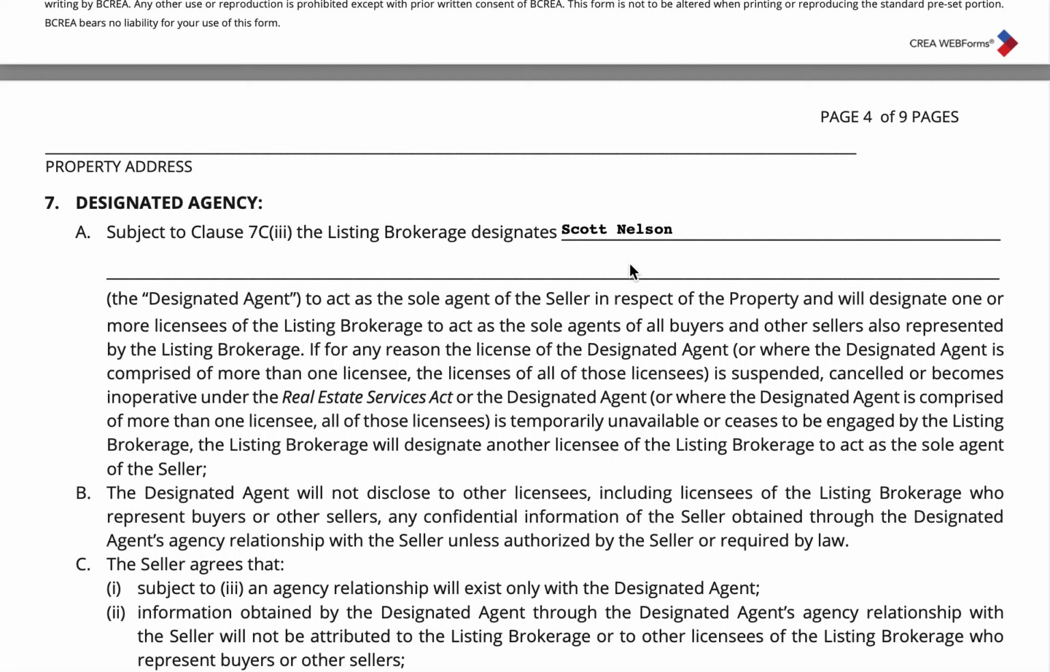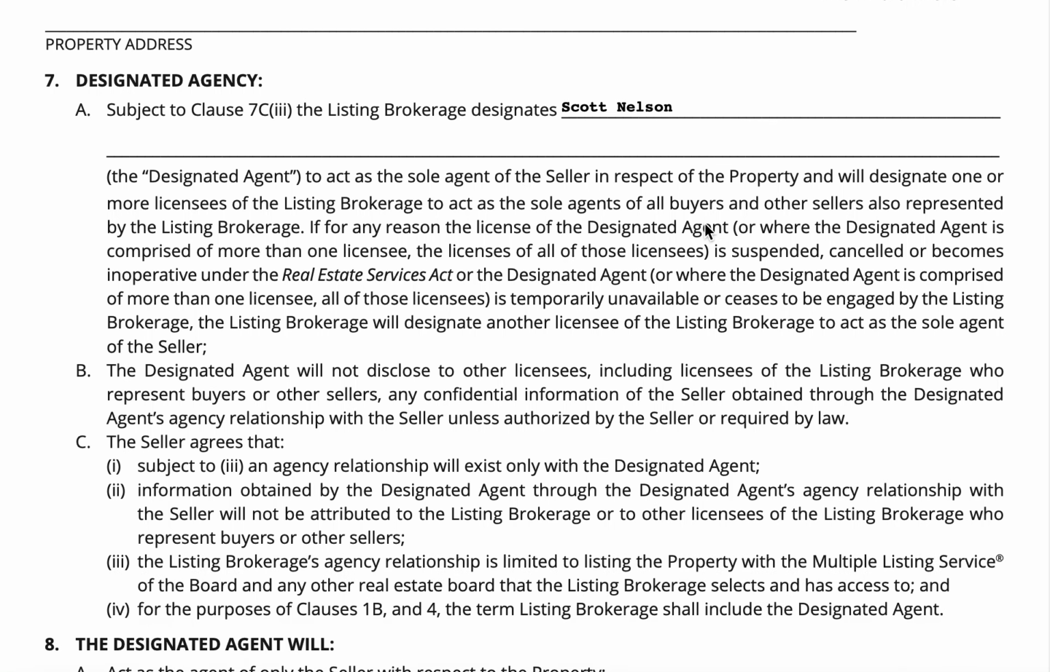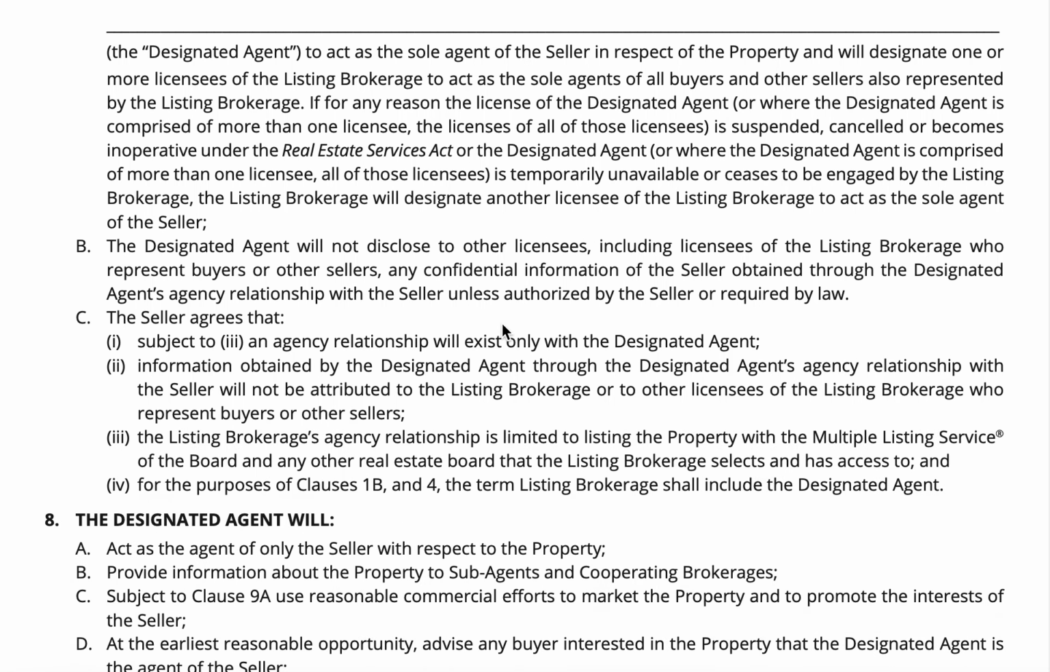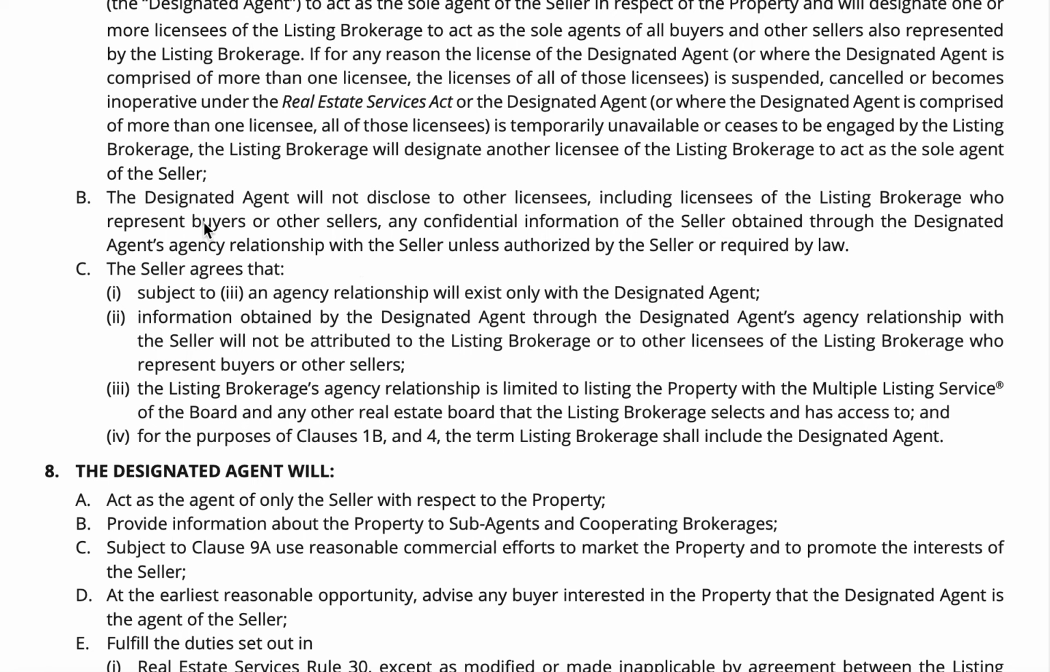Designated agency. I will be your designated agent. And what part B here says is important. The designated agent will not disclose to other licensees, including licensees of the listing brokerage who represent buyers or other sellers, any confidential information of the seller obtained through the designated agent's agency relationship with the seller unless authorized by the seller or required by law.